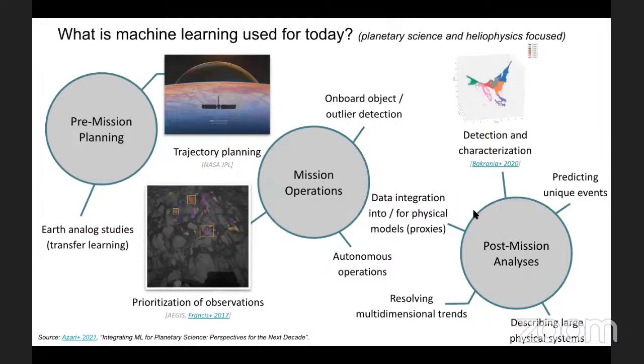Great. So what is machine learning used for today? These are mostly examples from planetary science and heliophysics. And really throughout the mission life cycle, you can see different aspects of machine learning. So we have pre-mission planning, where machine learning is often used to start to plan out trajectories. There's mission operations, which gets a fair amount of attention in regards to automation as well as prioritization of observations. And some of these systems are being deployed actively already. And then finally, I would say what's of most interest to this community is post-mission analyses.